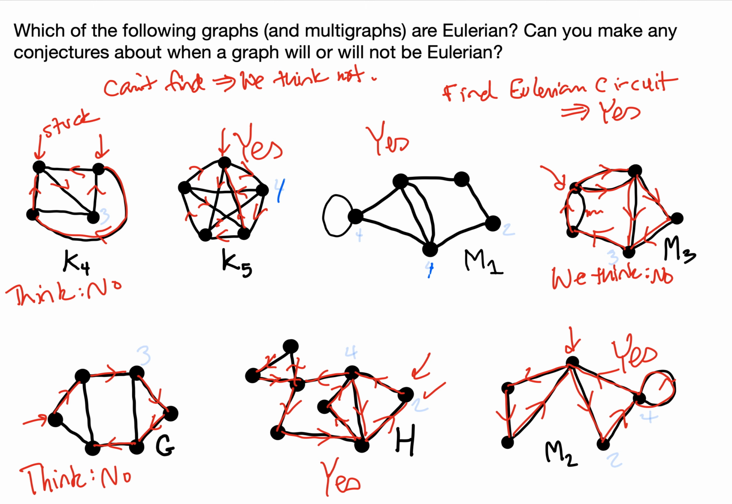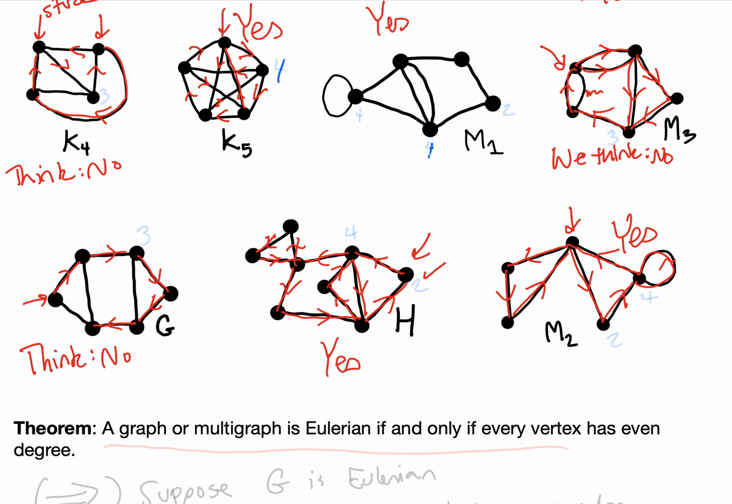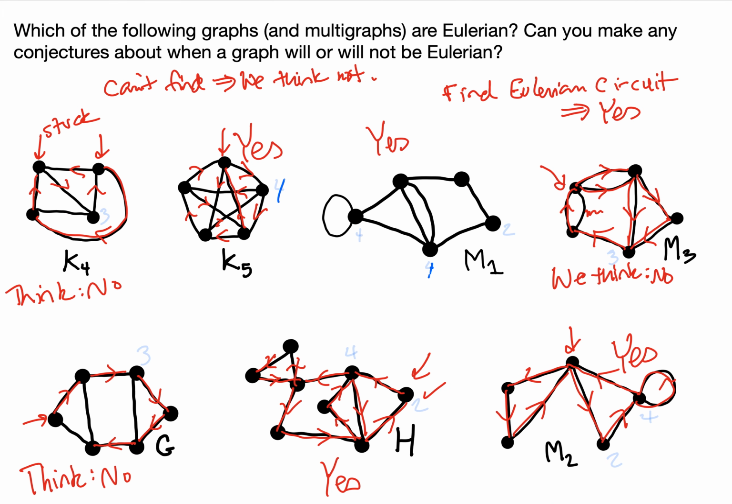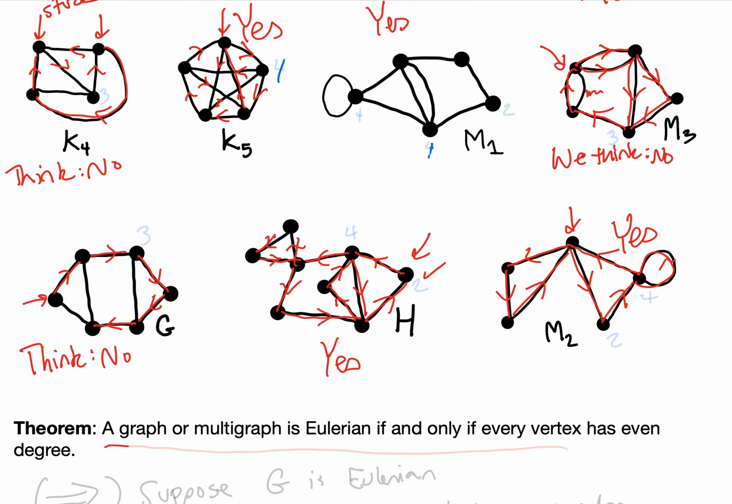So did you notice any patterns or come up with any theories about which graphs will be Eulerian? It turns out that the criteria is surprisingly simple. A graph or multigraph is Eulerian if and only if every vertex has even degree. If we look above, we see that for example, K4, the answer was no. Every vertex had degree 3. They all have odd degree.